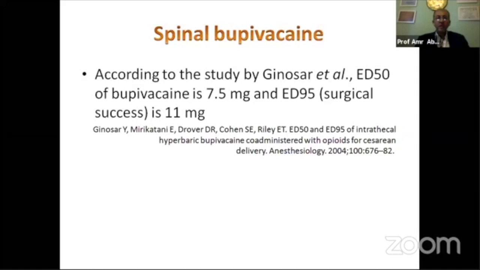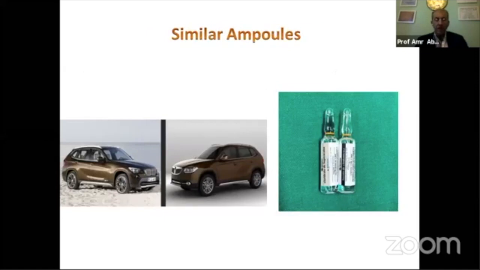According to the study by Ginosar and colleagues, the effective dose of bupivacaine used in spinal anesthesia, the ED50, is 7.5 milligrams. So stick to the lower limit of ED50, which is 7.5 milligrams bupivacaine, and the ED95 for surgical success was mentioned to be 15 milligrams. This is according to a study in Anesthesiology 2004.